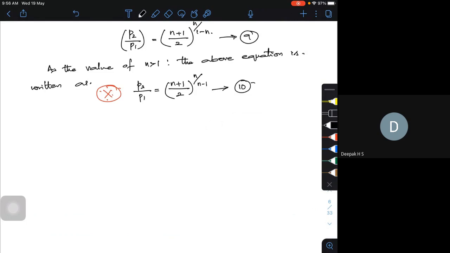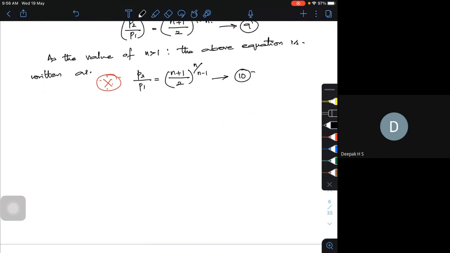Just look at this actually. If you look at these pressure ratios, then P2 is nothing but your throat pressure or exit pressure, whatever it may be. So P2 is your exit pressure or throat pressure, which we already defined. And P1 is your inlet pressure.